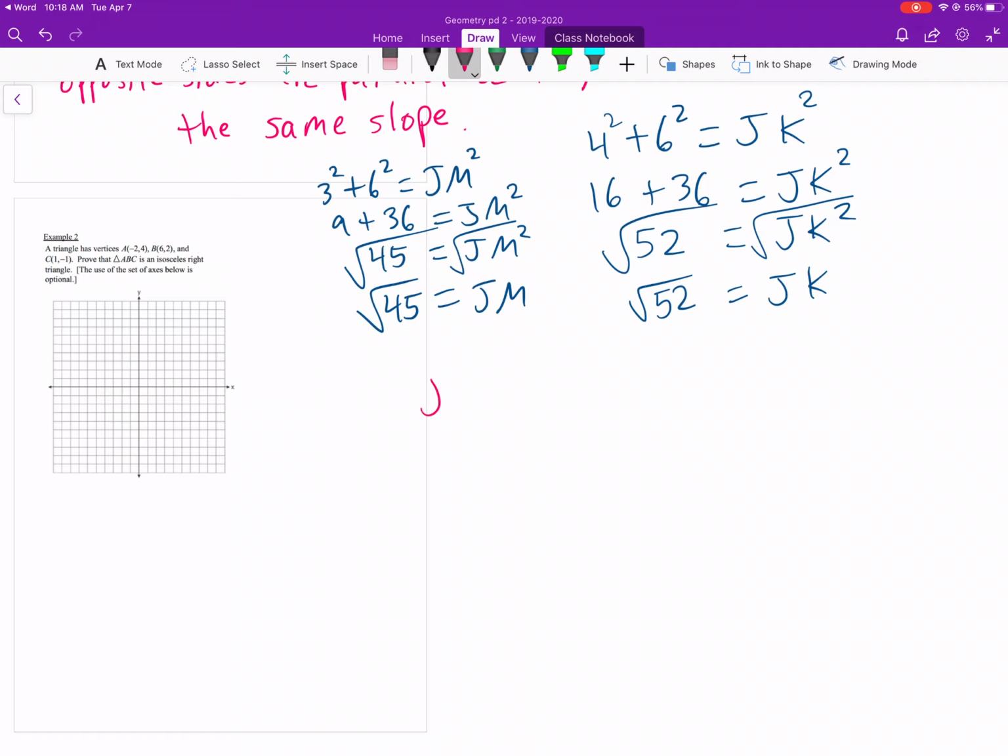All right, JKLN is not a rhombus because not all sides are congruent.